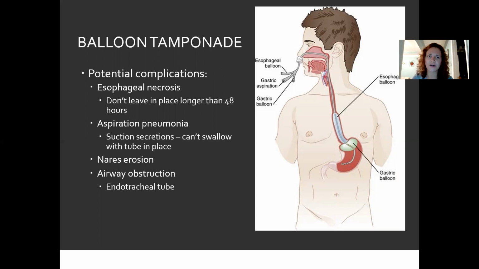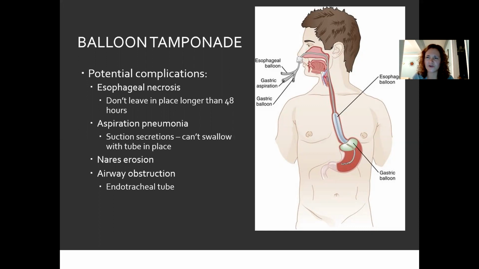Aspiration pneumonia can occur. Obviously, we want to suction secretions frequently. They're not going to be able to swallow as adequately as before they had the tube in. So we need to suction. The area where the tube is in place can cause erosion from sitting up against the nostril. So we want to move the tube around and readjust it for the patient. And then they're at risk for airway obstruction.